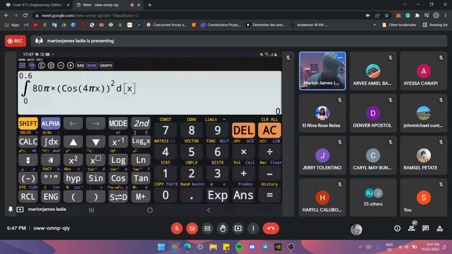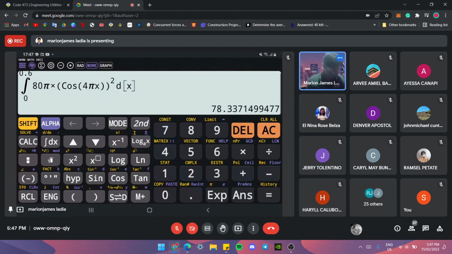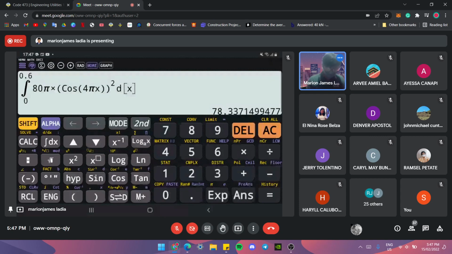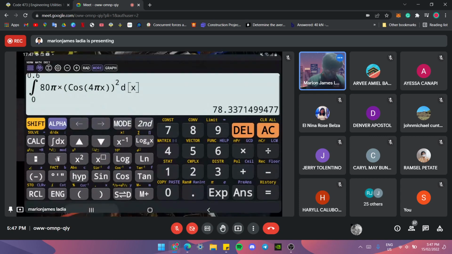But from 0 to 0.6, operation is not supported. Okay? So, operation is not supported. Pero sa, okay, andito, lumabas. We have 78.337. Okay? So, kanina, hindi niya mapalabas sa first class natin.